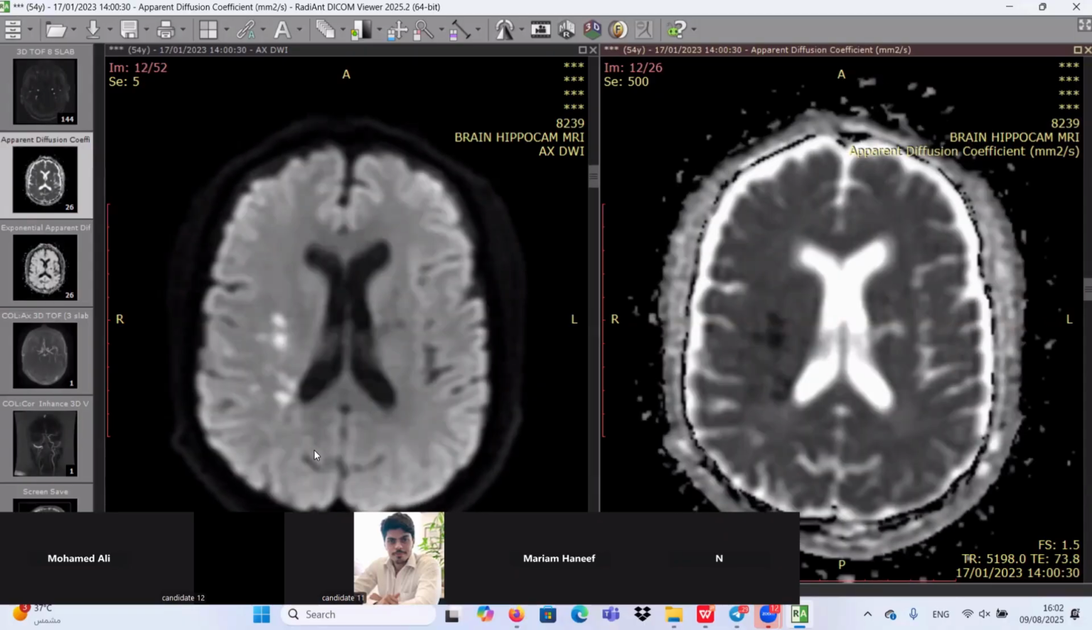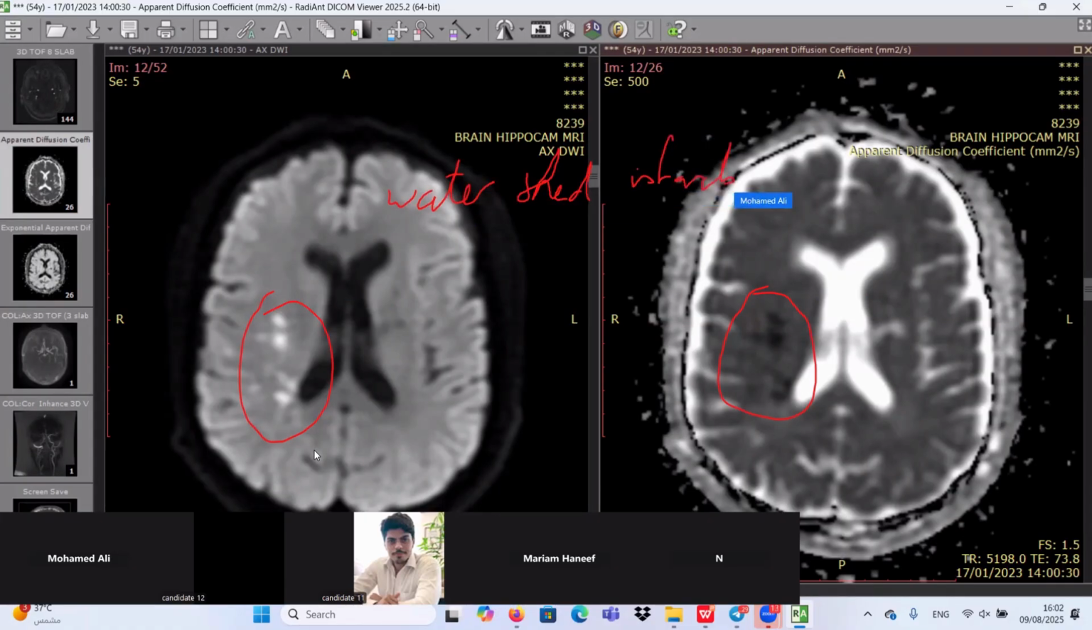What is the name for these abnormalities? If we have something like this, small acute infarcts at the corona radiata and centrum semiovale. Sorry, I don't know the specific name. Watershed. Watershed infarcts. Yes, yes, yes.